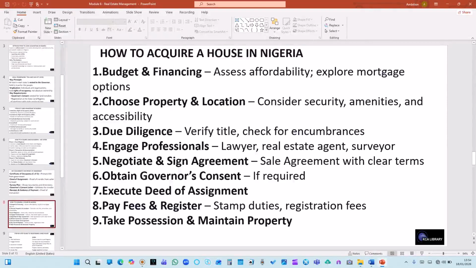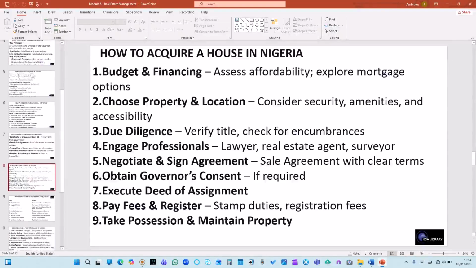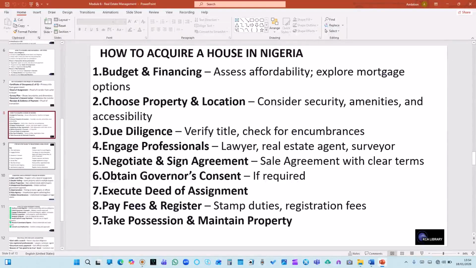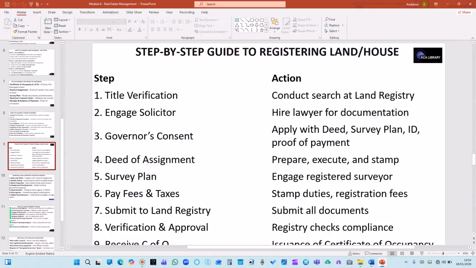Then number 8 step, you pay fees and register the land. That is payment of stamp duties and registration fee. Then number 9, which is the last step, you take possession and maintain your property. So this is how to acquire a house in Nigeria. So having known that, let us move further as we look into the step-by-step guide to registering land and houses.